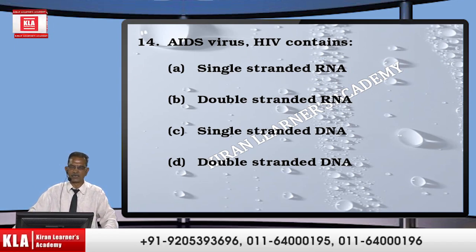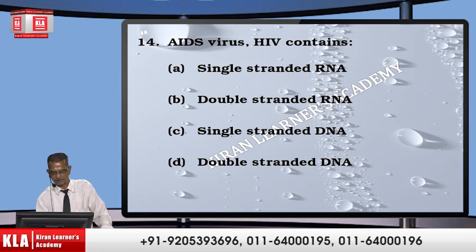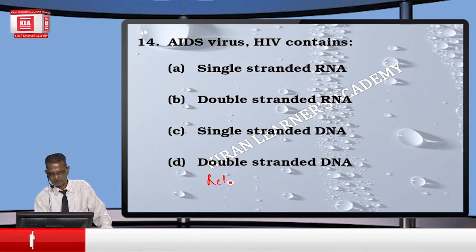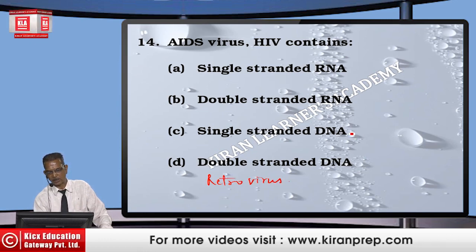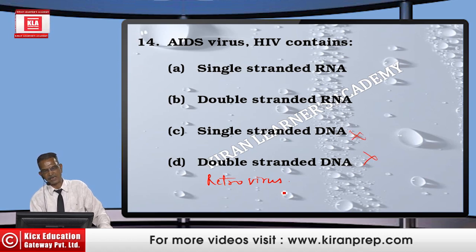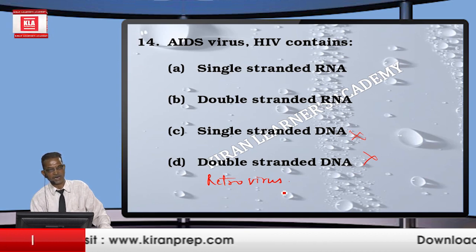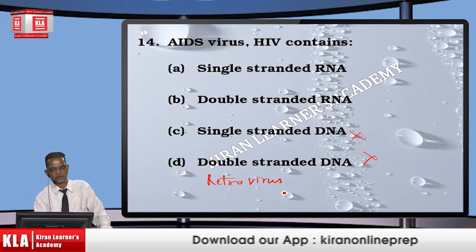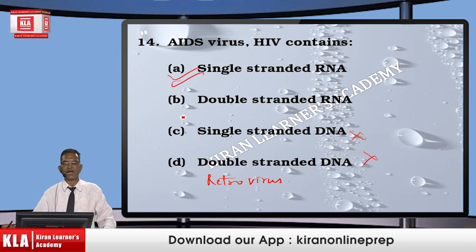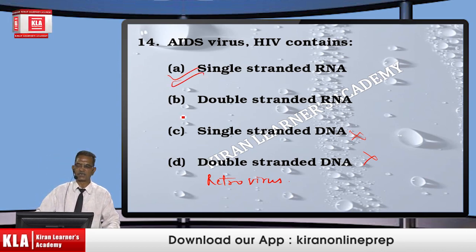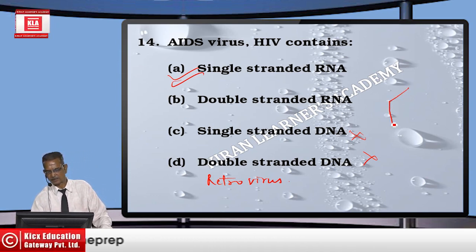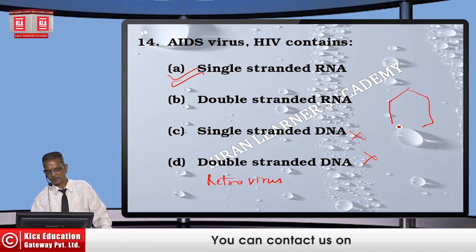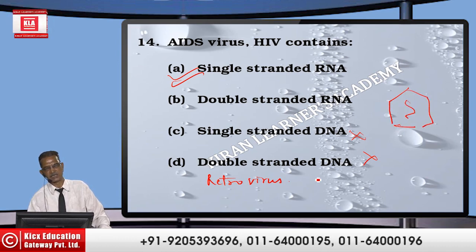Next, the AIDS virus HIV contains. Now, the HIV virus is a retrovirus, first thing. And being a retrovirus, it cannot contain DNA. It has to have RNA because it is a retrovirus. Now the question arises whether it's single or double. The strand is single. The HIV virus contains single-stranded RNA. That means RNA is there, like this, and it is single-stranded.